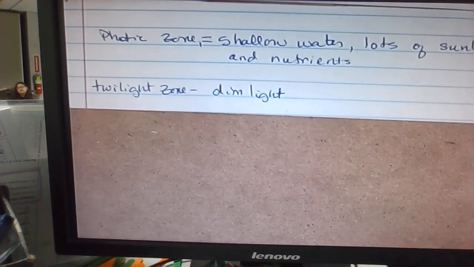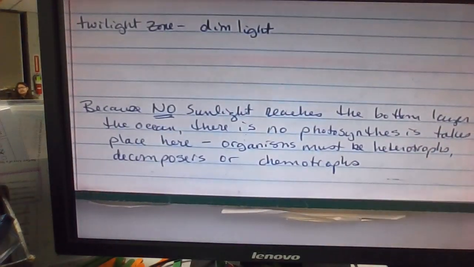Then eventually, especially in an oceanic ecosystem, the water is going to be so deep, you can go so far down that there's going to be an area where no sunlight penetrates, no light gets down. Because no sunlight reaches the bottom layer of the ocean, there is no photosynthesis taking place. Organisms must be heterotrophs, decomposers, or chemotrophs.